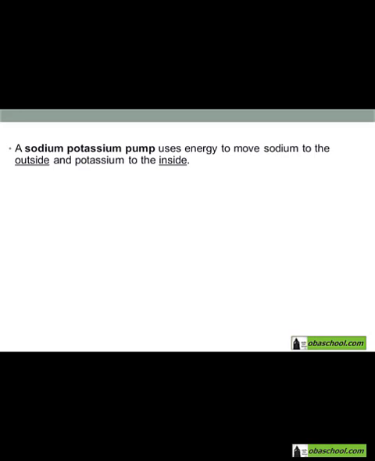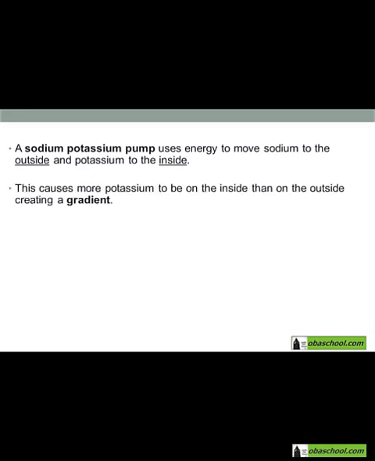This energy is provided from the food we eat, and one of its uses is to allow the sodium-potassium pump to work. This causes more potassium to be on the inside than on the outside, creating a gradient. When we create a gradient, we create a place of high concentration of one substance and leave an adjacent place with low concentration of that substance.